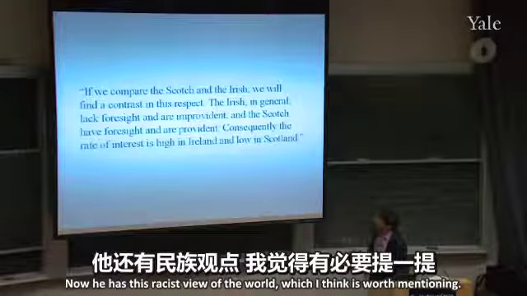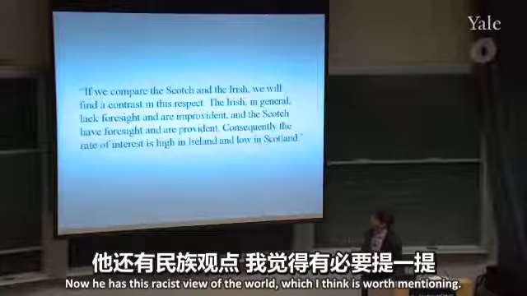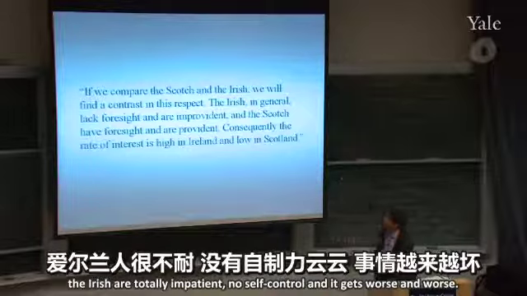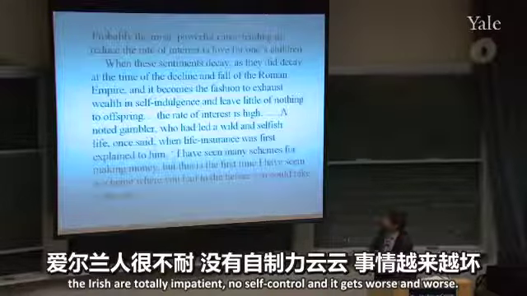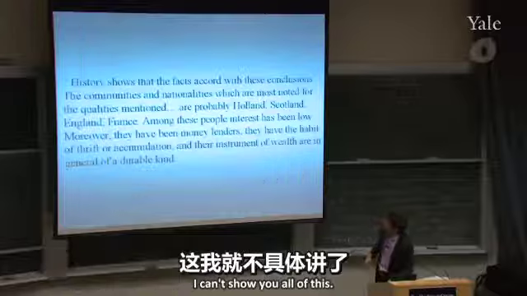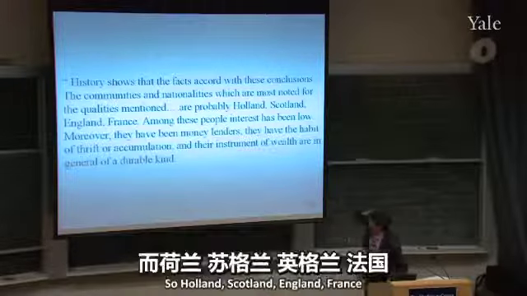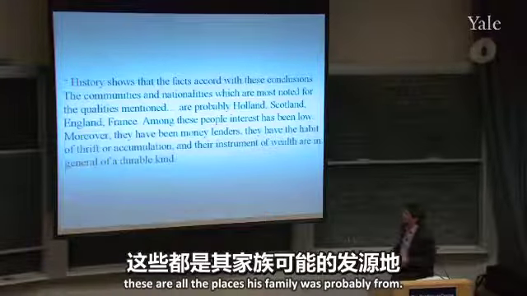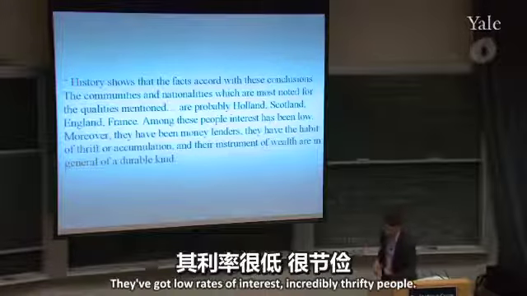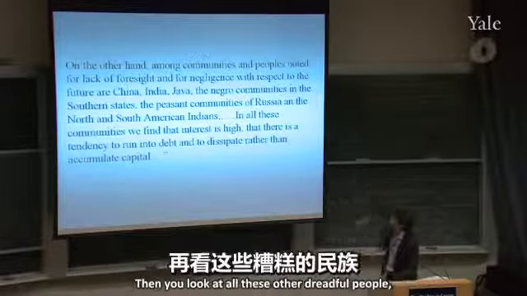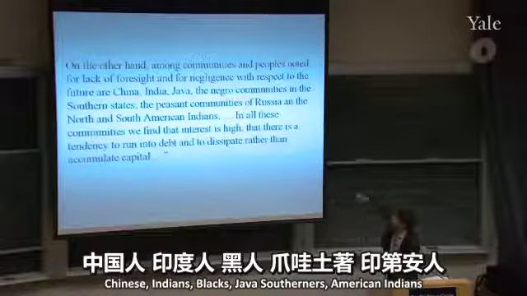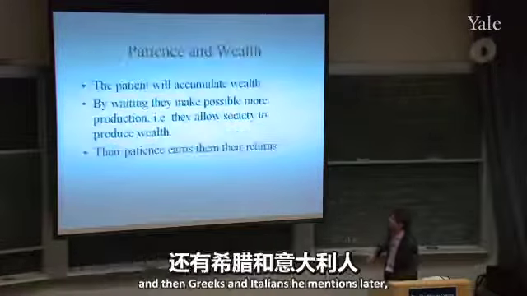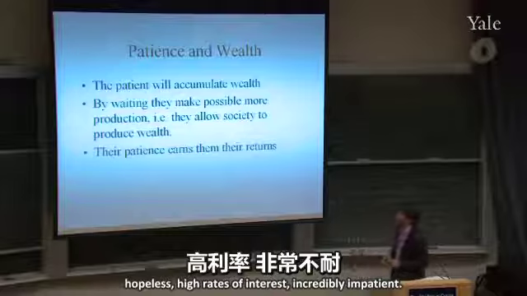And now he has this racist view of the world, which I think is worth mentioning. So he compares the Scotch and the Irish. The Scotch are patient, the Irish are totally impatient, with no self-control, and it gets worse and worse. I can't show you all this. Holland, Scotland, England, France, these are all places his family was probably from. They're incredibly patient, they're wonderful, they've got low rates of interest, incredibly thrifty people. Then you look at all these other dreadful people, Chinese, Indians, blacks, Java Southerners, American Indians, and then Greeks and Italians he mentions later. Hopeless, high rates of interest, incredibly impatient.